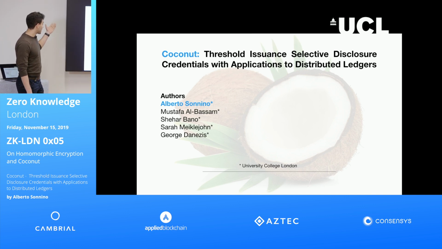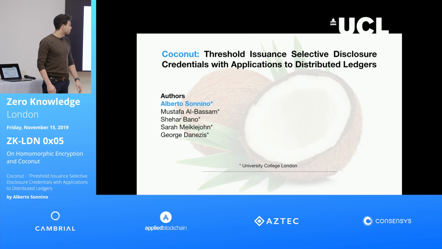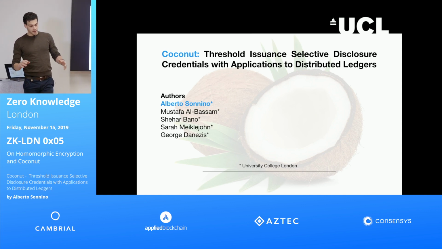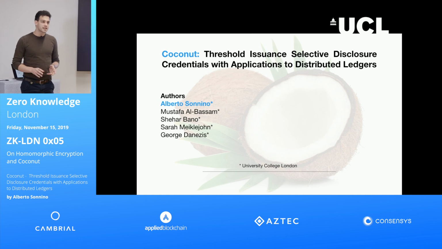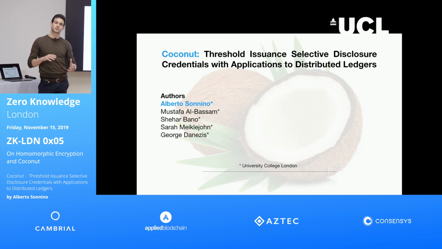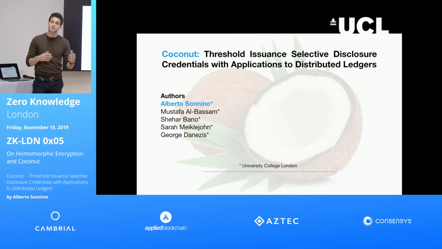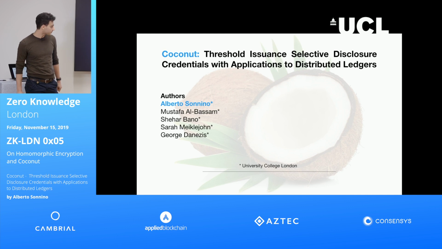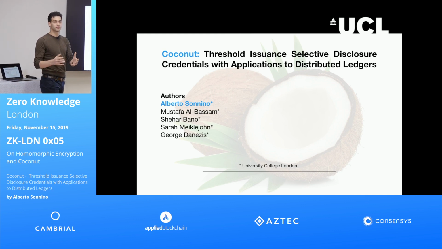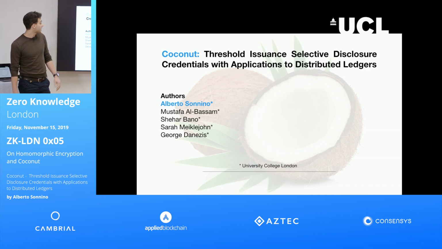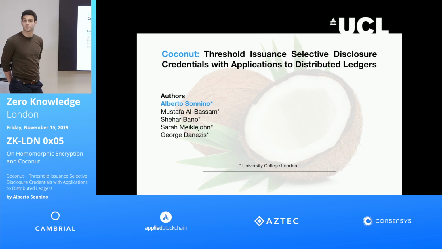So that said, I'm going to present Coconut: threshold issuance selective disclosure credentials with application to distributed ledgers. I understand that this talk falls nicely in the category right after the last meetup that you had, where you had a few presentations about zero-knowledge proof systems. Marilyn was presenting, if I remember correctly. And so this is basically one of the main applications that you can have of zero-knowledge proof systems: building credentials.